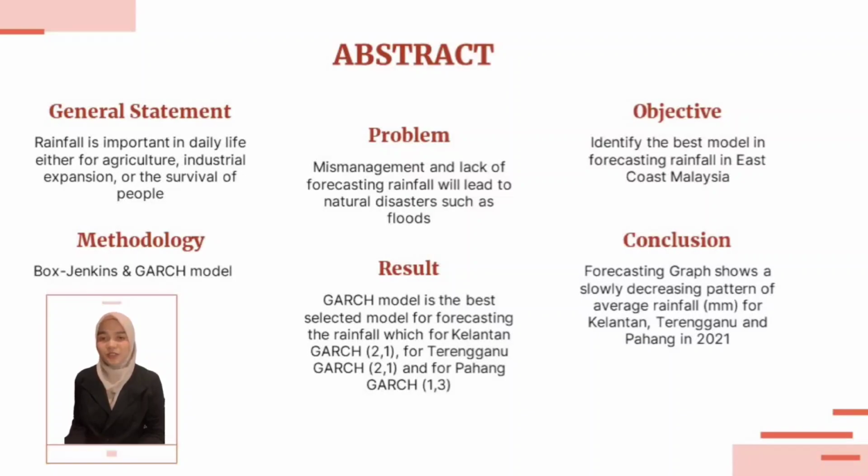The methodology is Box-Jenkins and GARCH model. The results show GARCH as the best selected model. Conclusion. The forecasting graph shows a slowly decreasing pattern of average rainfall for Kelantan, Terengganu and Pahang in 2021.